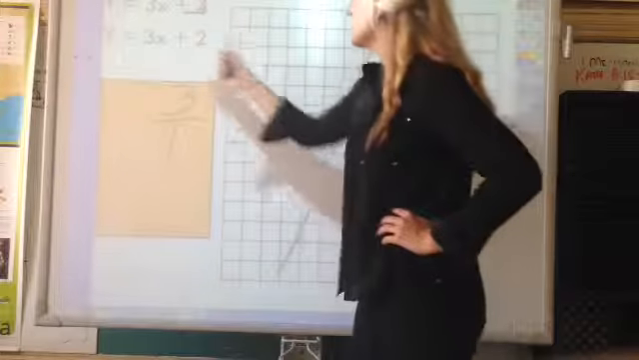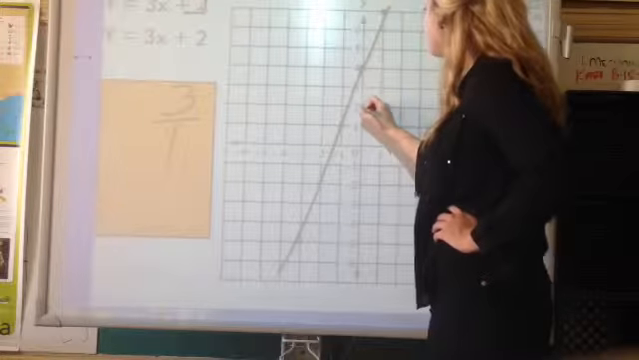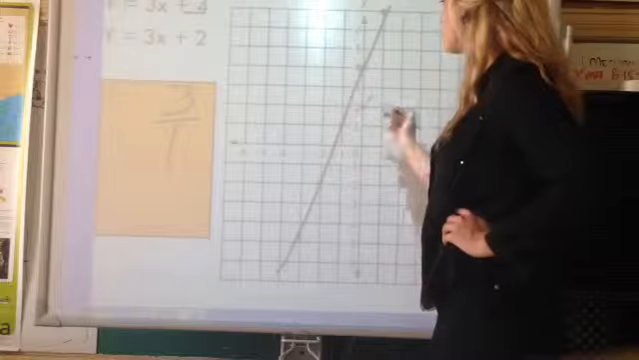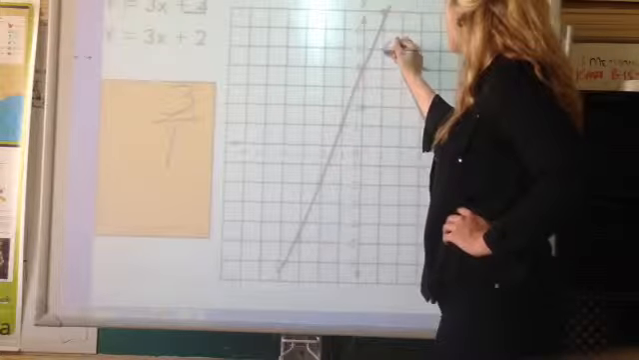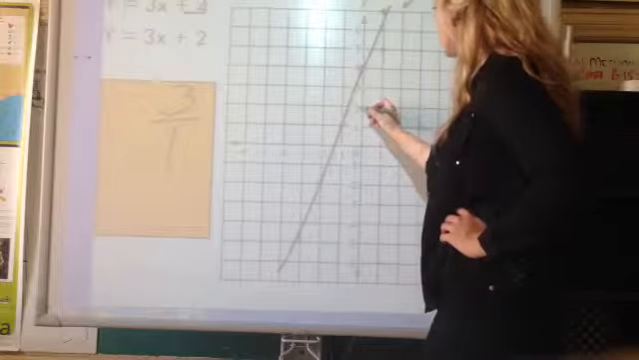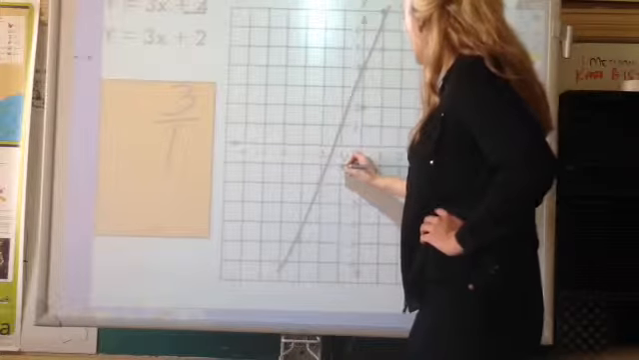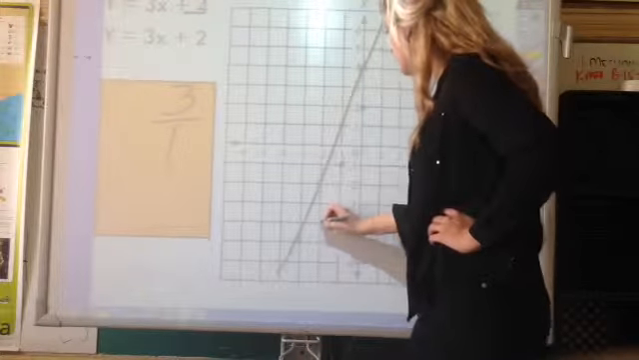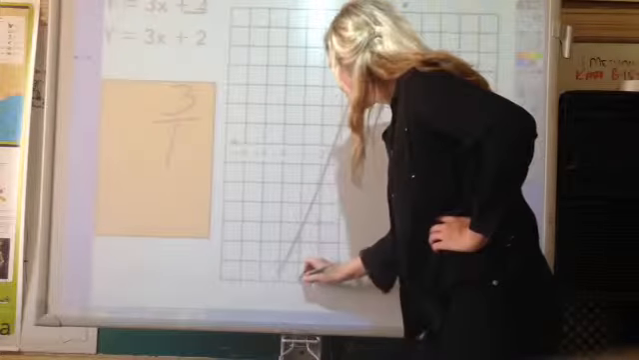Now I'm going to graph my second one. My starting point is 2. And since I have a slope of 3, I'm going to go up 3 and over 1. Up 3 and over 1. I'm running out of graph, so I'm going to go down this way. Down 3 and left 1. Down 3 and left 1.